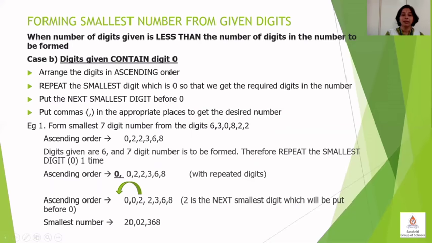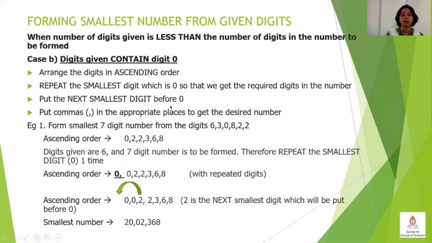We are again going to consider how to form the smallest number when the number of digits given is less than the number of digits in the smallest number to be formed. However, in this case, the digits given will contain the digit 0. The digits given will be from 0 to 9 and not from 1 to 9 as in the previous case. Okay, so again, the first step remains the same, that is arranging the digits in ascending order.